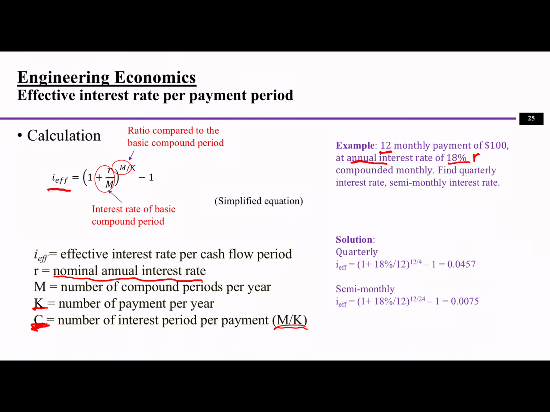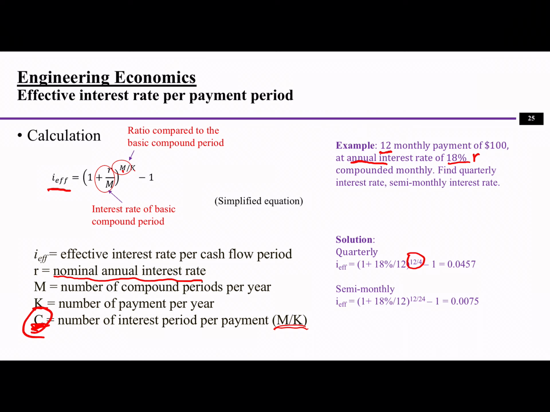Now we want to find the quarterly interest rate. How do we find it? An easy way to think about it is, a quarter is how many months? A quarter is 3 months. Basically, the new period is a ratio. This C, or m divided by k, is the ratio of how many times of the basic period.